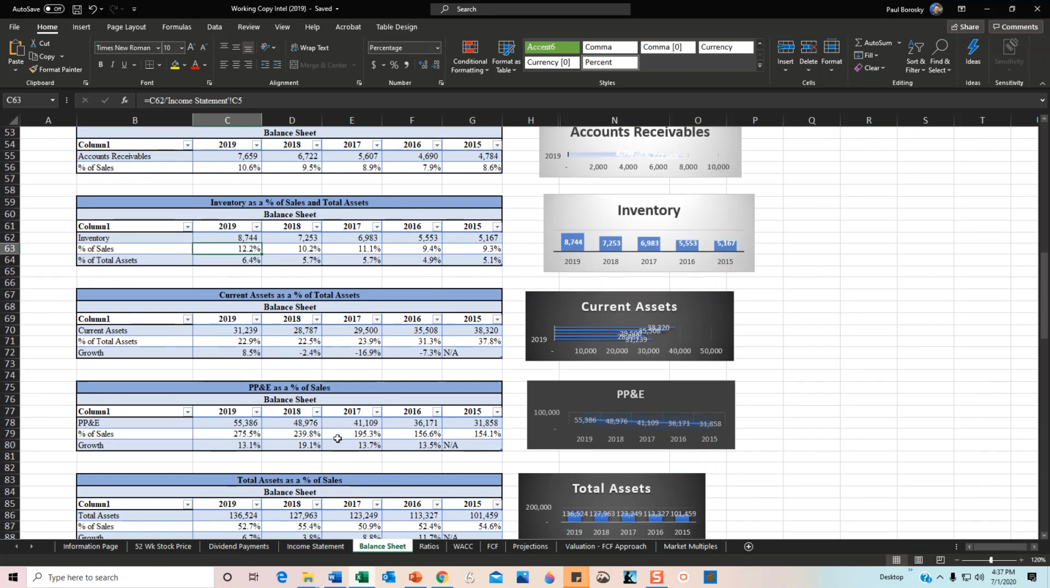Another thing I like to look at is the property, plant, and equipment. If the organization is growing their property, plant, and equipment, that tells me they expect growth for the future. This is definitely the case for Intel. $31.8 billion, they grew it up to $36.1, $41.1, $48 billion, and then $55.3 billion. They are growing, and growing, and growing. When it's property, plant, and equipment, these fixed assets, the high dollars they're spending, that tells me they expect future growth for the foreseeable future.